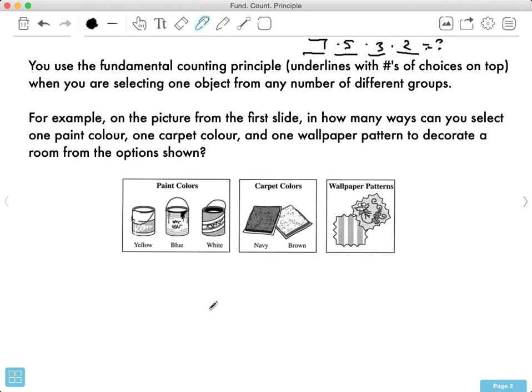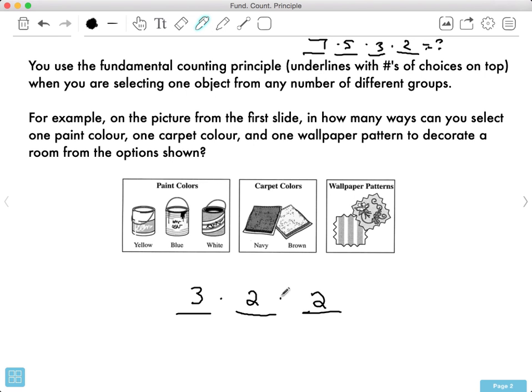So how you use the fundamental counting principle is each group gets an underline. So this would be the paint, this would be the carpet, this would be the wallpaper. And then on top of the underlines, you put the number of choices in that group. So for the first group, for paint, we have 3 choices, so I would put a 3. For the carpet colors, I have 2 choices, navy or brown, so I would put 2 choices. And for the wallpaper patterns, I have 2 choices, lines or flowers. And so I have 2 choices for wallpaper.